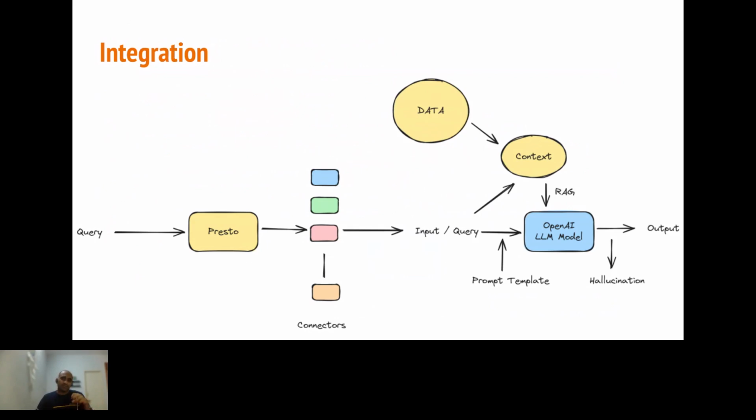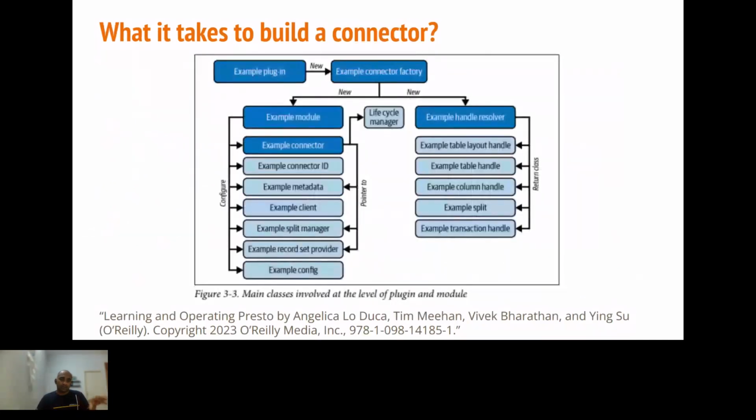Here is a very simple picture which I took from a very good book, Learning and Operating Presto. It's also available courtesy of IBM. It's a very simple model which tells how we can build a connector using different components like the connector ID, metadata, and client, all built as Java classes, which eventually interact with your end data source and map the data to the Presto engine.